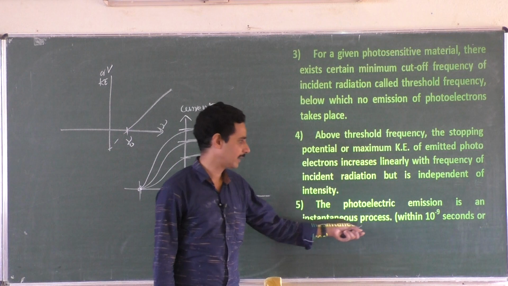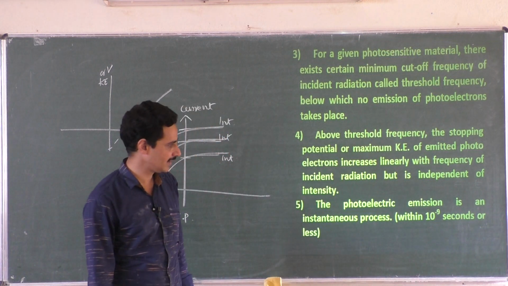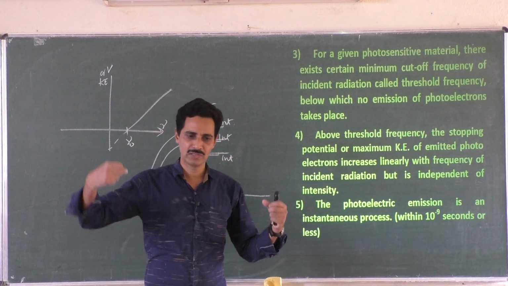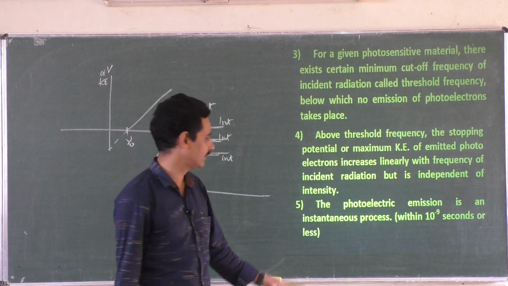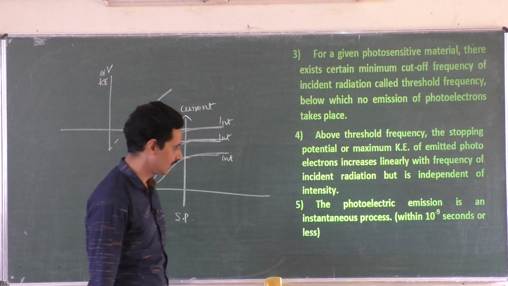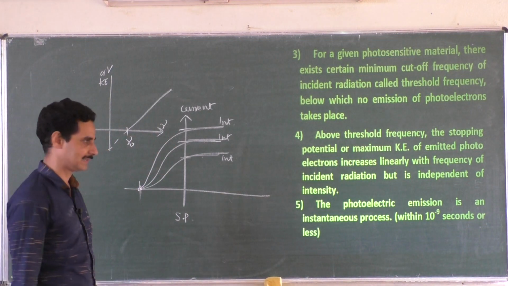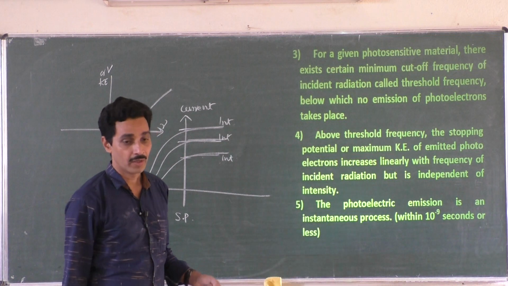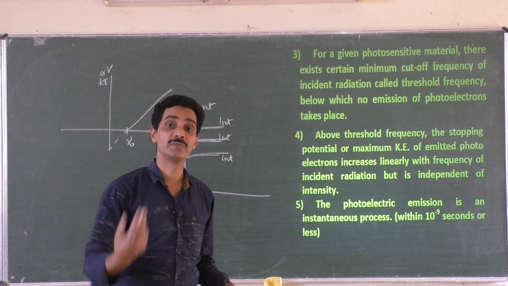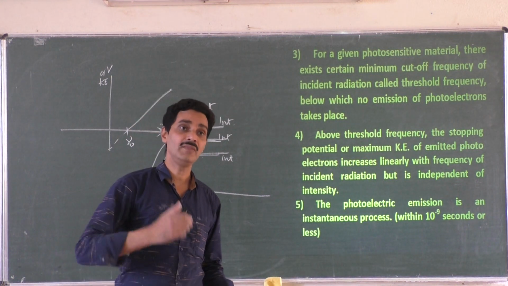The photoelectric emission is an instantaneous process. The time gap between the photons giving energy to electrons and electrons coming out is only 10 to the power minus 9 seconds, nanoseconds, or even less, 10 to the power minus 8 seconds. Okay? So that is the explanation, right? These are experimental observations, experimental features.